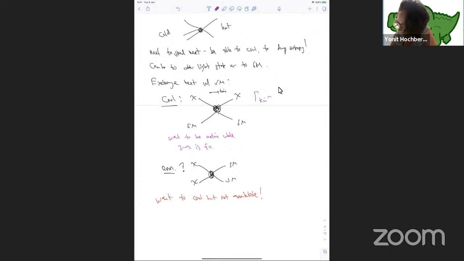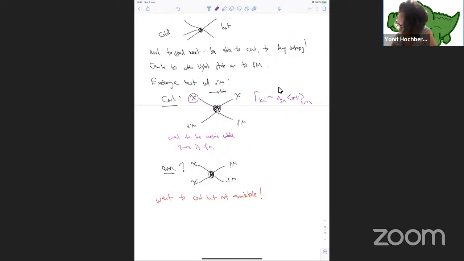So the rate for this equilibration process for us to cool has a piece that cares about some 2-to-2 cross-section, some 2-to-2 annihilation cross-section. But in this case, if I'm a dark matter particle, I need to meet a standard model particle in order for this process to happen. So my rate is proportional to the number density of a standard model particle.